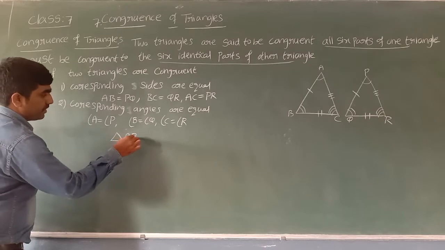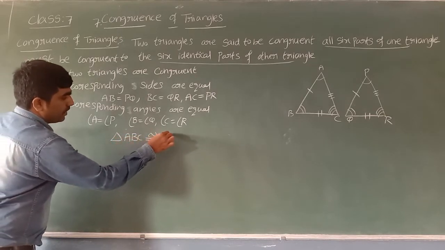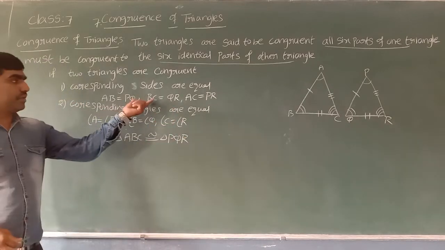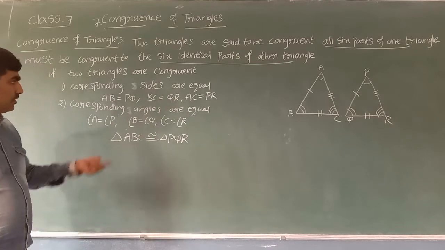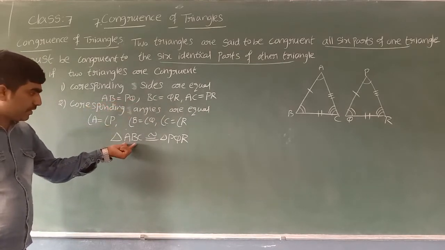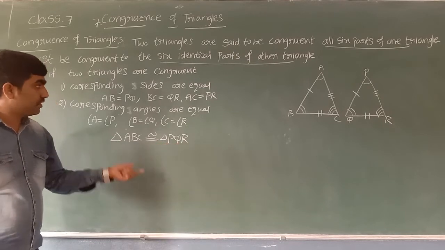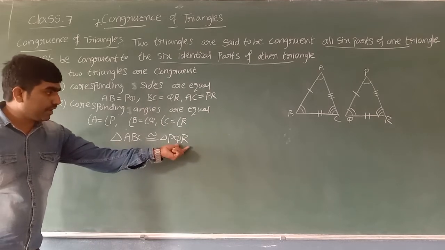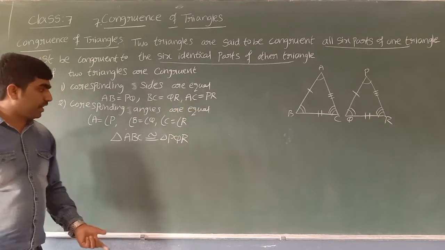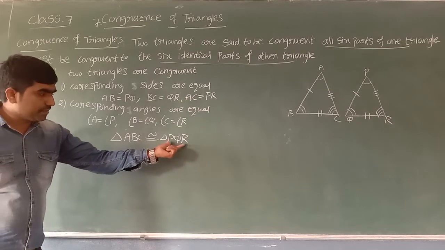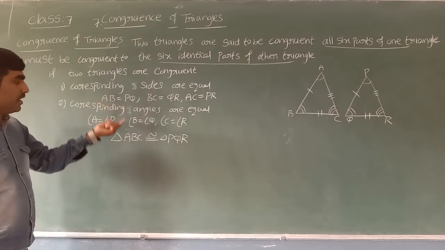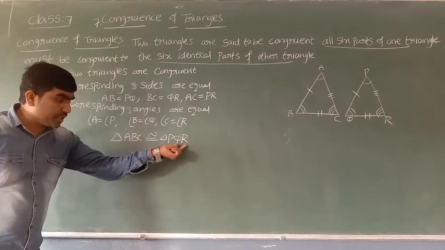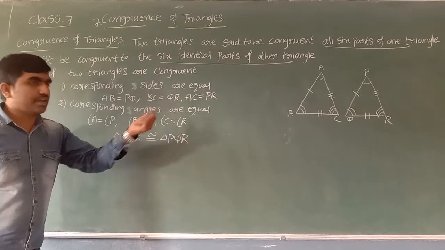Triangle ABC is congruent to triangle PQR. After writing the symbolic form, you can verify whether corresponding parts are equal or not. AB equal to PQ: AB first two, PQ also first two, equal. BC equal to QR: BC last two, QR last two. AC equal to PR: AC first and last, PR first and last. It means they may be first to first equal, last to last equal, and first-last equal.